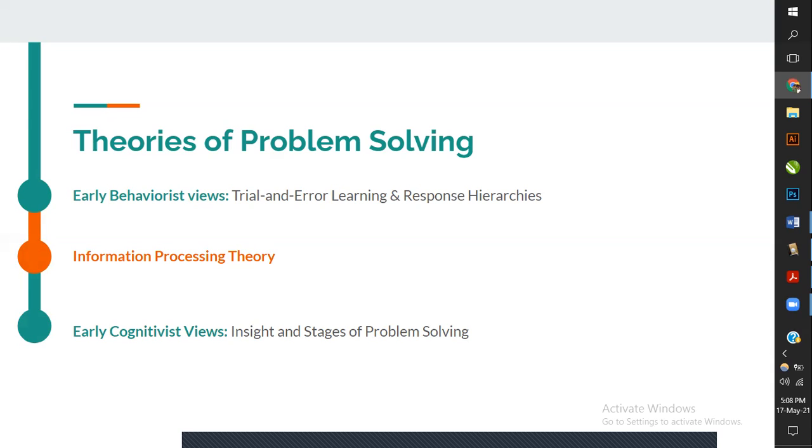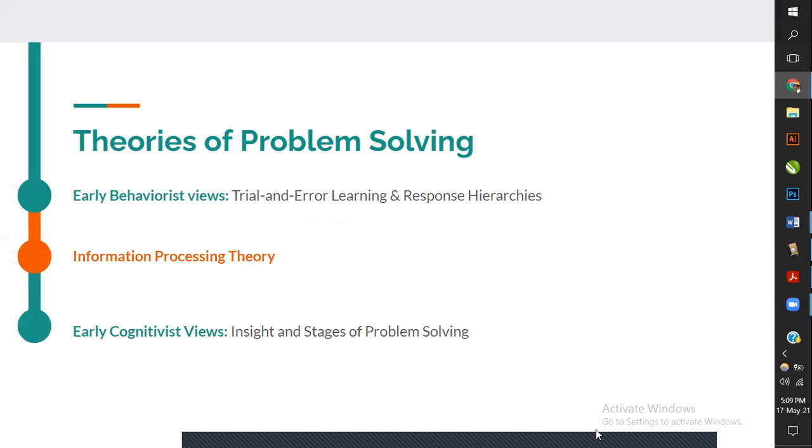The information processing theory. Most contemporary researchers take an information processing approach and focus largely on specific cognitive processes that contribute to problem solving success.